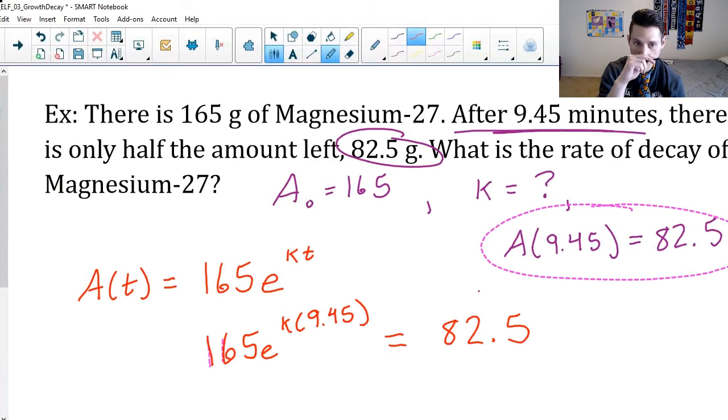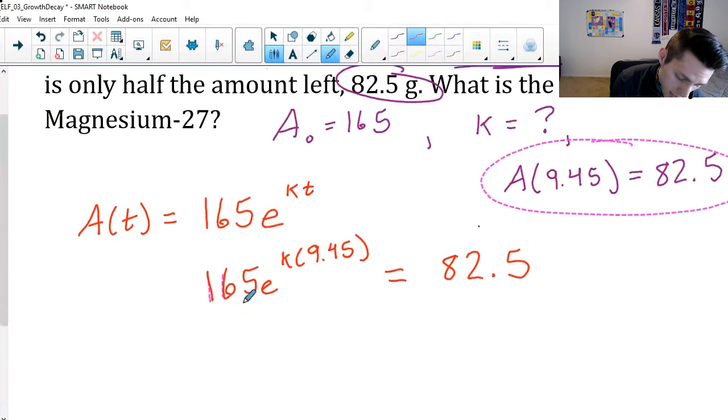Right, that's what all that wording was telling me. This is how much is left, 82.5. Well, how long did it take to get there? Well, it took 9.45 minutes. So plug in 9.45 for t, set that equation equal to 82.5, and we solve.